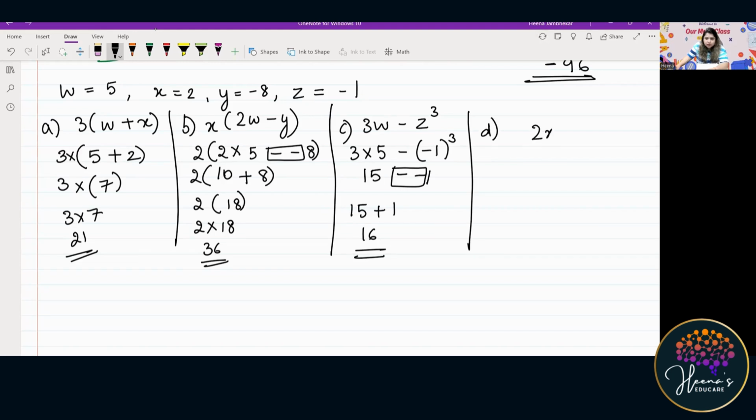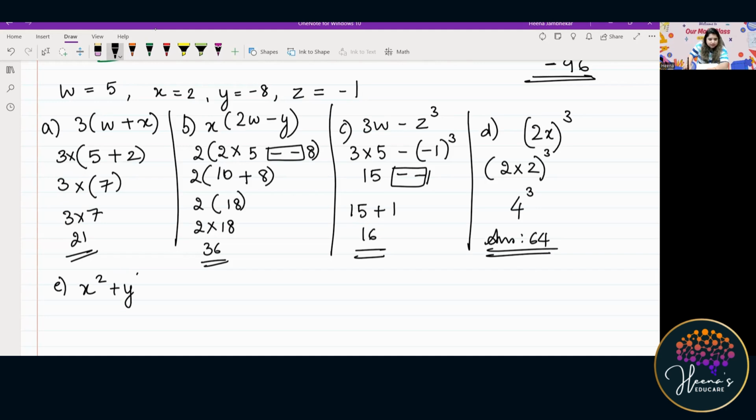You have 2x the whole cube. Now you will write 2 into, what is the value for x? The value for x is 2. So 2 into 2 in bracket the whole cube. Now what is 2 into 2? It's 4. So it's going to be 4 cube. So 4 into 4 into 4, it gives you 64. Let's move on to the next one.